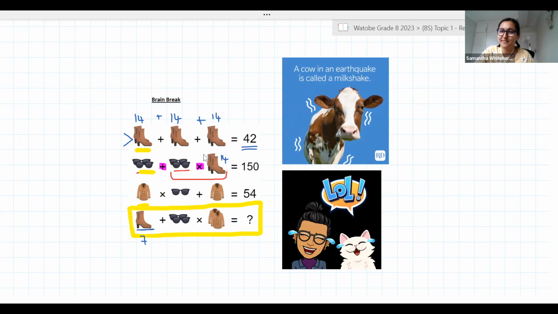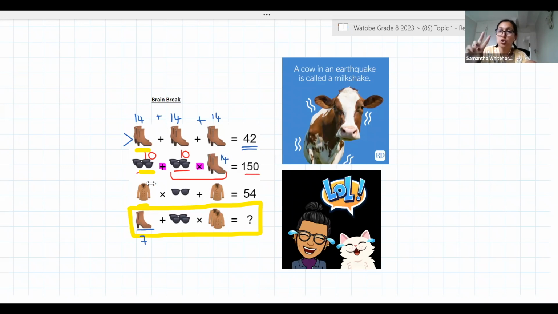Ma'am, the glasses are 10 plus 10 times 14 equals 150. Excellent, well done. So guys, exactly as Kabelo said here, we need to remember our BODMAS or our order of work. I first need to do the multiplication. So 10 times 14 is 140. And then I add the 10 and that gives me that 150.